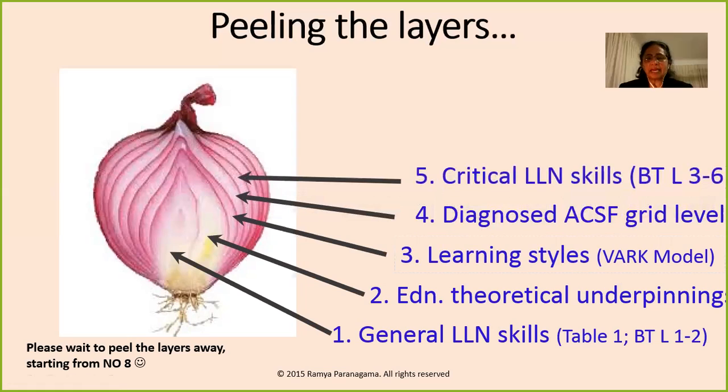Then the fifth layer is the critical. The reason it was taken to the fifth level is that once you have the general learning skills, which come in numbers 2, 3, 4, then to build critical LLN skills, it is necessary to look at the education theoretical underpinning as well as the learning styles of the learner. By referring to the Australian Core Skills Framework, we get the idea of the critical learning needs, language, literacy and numeracy skills. Again, it refers to Bloom's taxonomy levels 3 to 6. So you can see how these are interconnected.